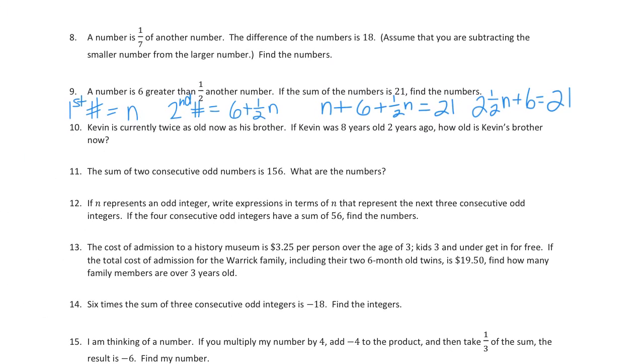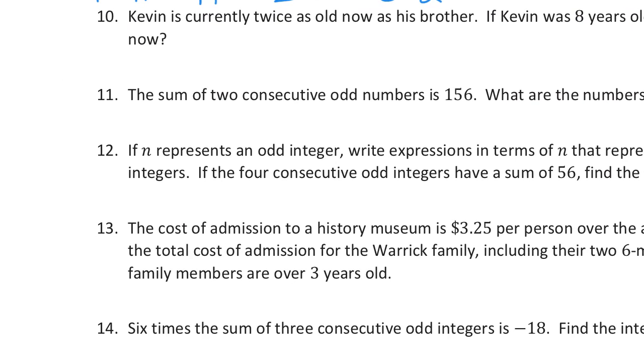Okay, number 11. The sum of 2 consecutive odd numbers is 156. What are the numbers? So the first number equals n. The second number is n plus 2.